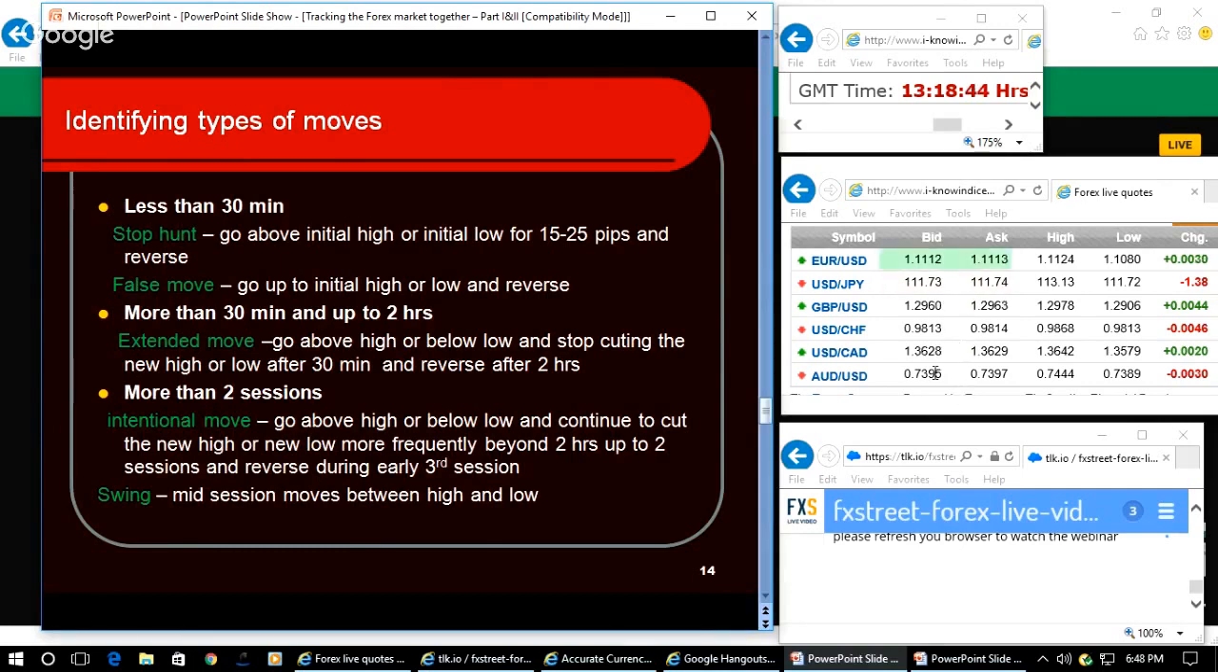Then we'll be able to really appreciate or differentiate the extended move, stop and false move, etc. from that of the intentional move. The swing is the move which they make between the high and the low, or near the high or near the low, during the mid session while they are handling the crosses.